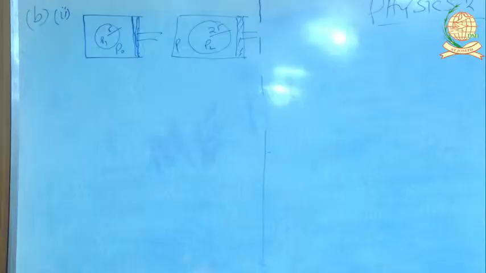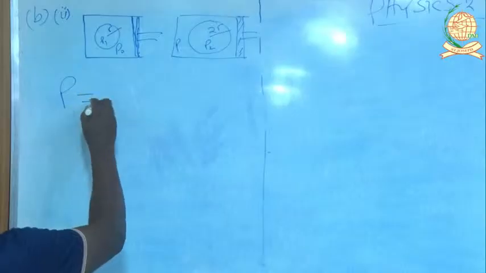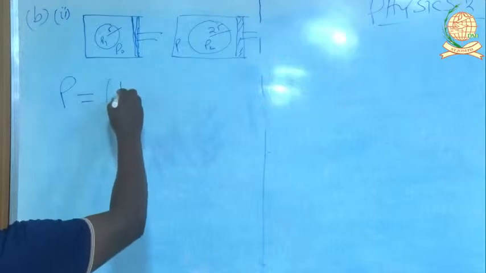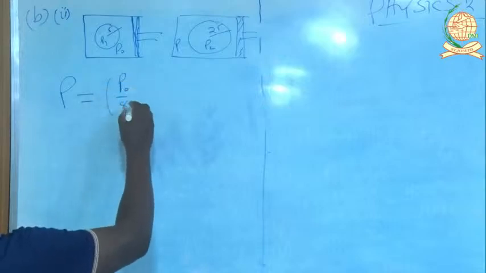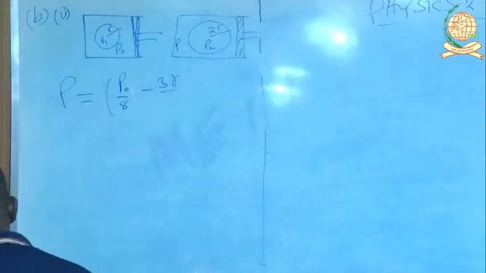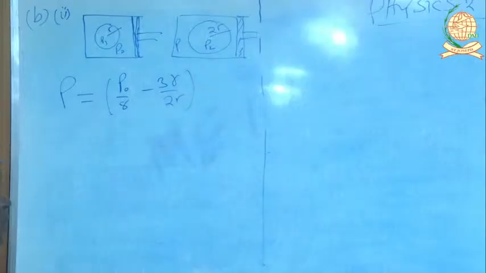The question is to show that the final pressure of the gas in the cylinder is given by P equals bracket P0 over 8 minus 3 gamma over 2r. That is what we are supposed to show.